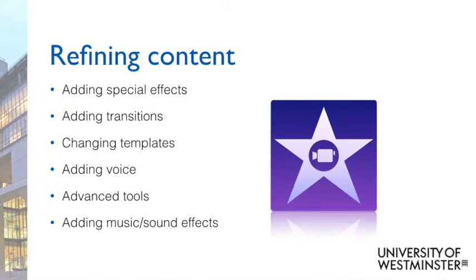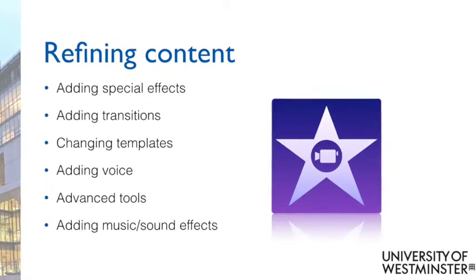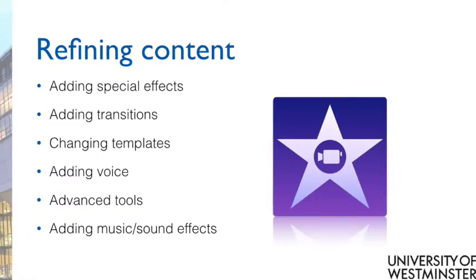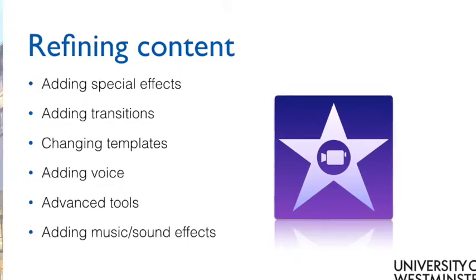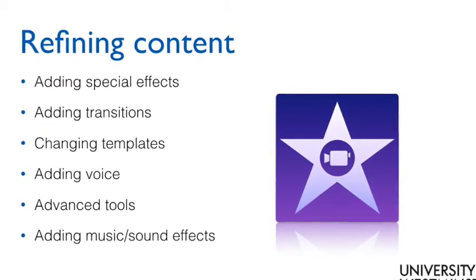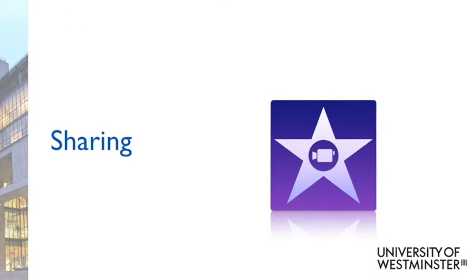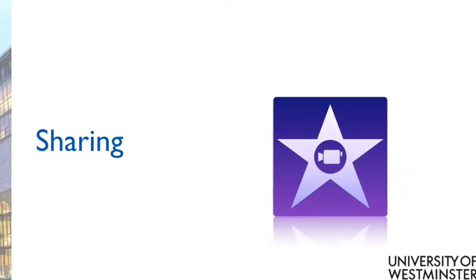In this video, we've been exploring many different ways of refining the content in our video. We've been looking at special effects, adding transitions, using and changing templates and themes, adding our voice, and looking at the advanced tools of side-by-side and picture-in-picture. We've also explored how to add music and sound effects. When you are ready, watch the next video in the series where we'll be exploring how to save the video out of iMovie and share it.